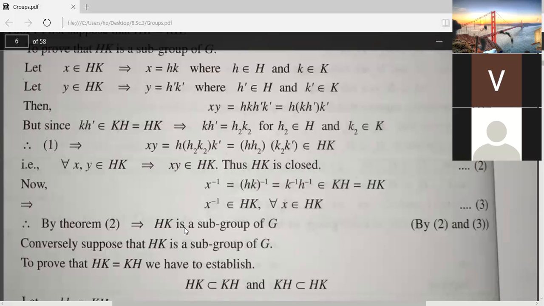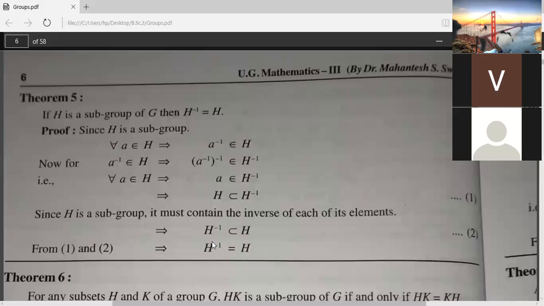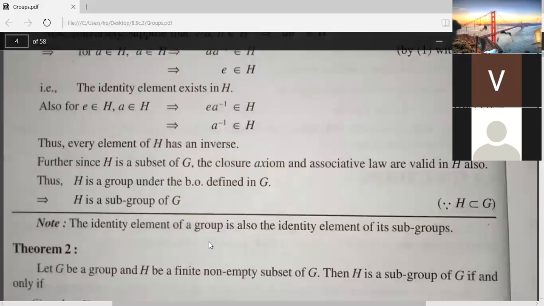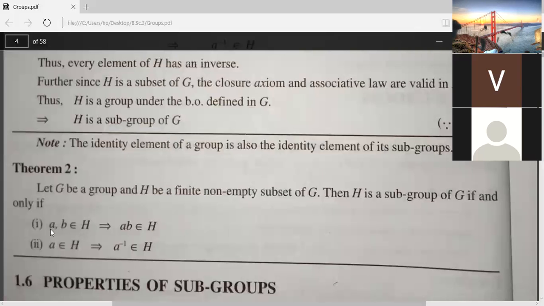What is theorem number 2? Already I told you, either you can use theorem number 1 or you can prove theorem number 2. What is the second one? You see, in theorem number 2, instead of A and B you are taking X and Y. X comma Y belongs to H means XY belongs to H. Here X belongs to H means X inverse belongs to H. The same thing you used there.